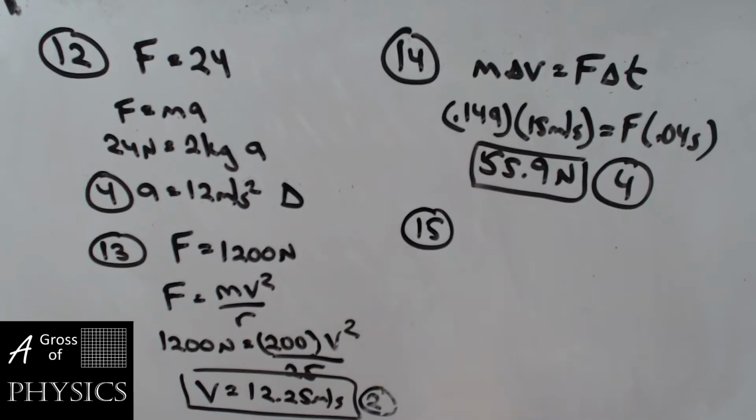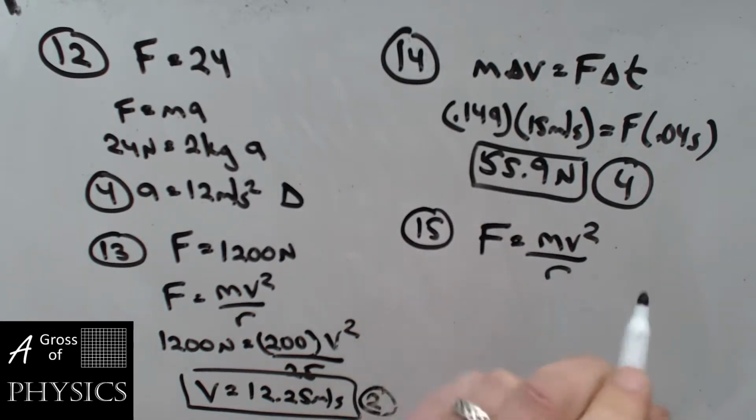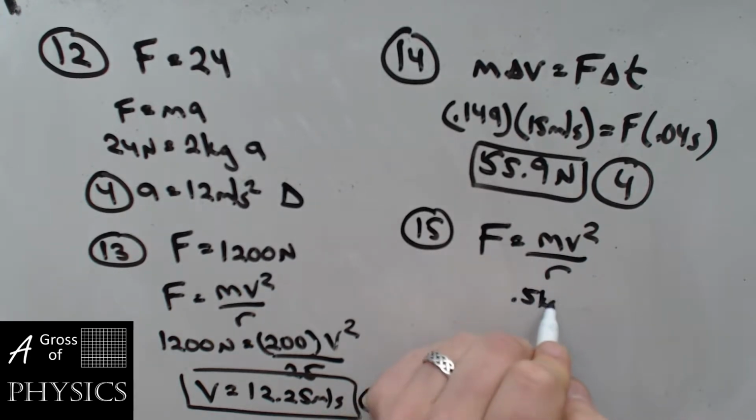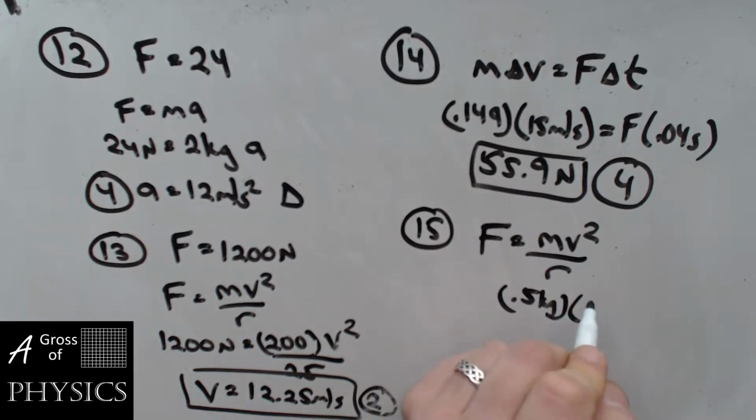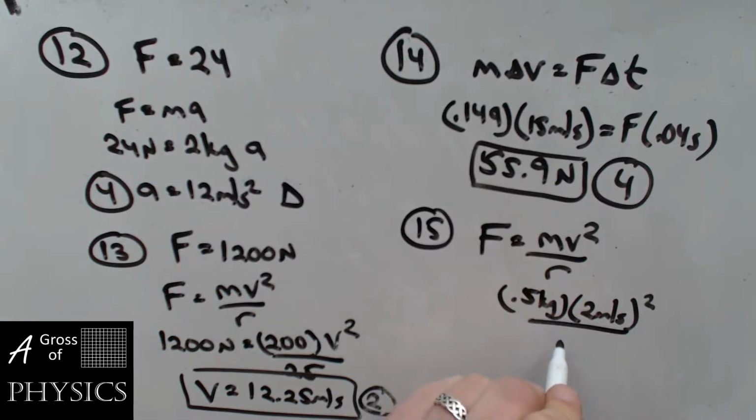And 15, we're in a circle again, so it's centripetal, mv squared over r, 0.5 kilograms, 2 squared, radius is 1. So 0.5 times 2 squared is 2. Choice 2.